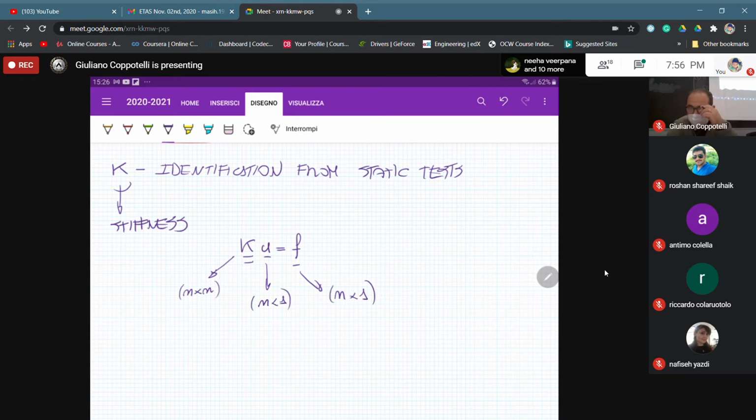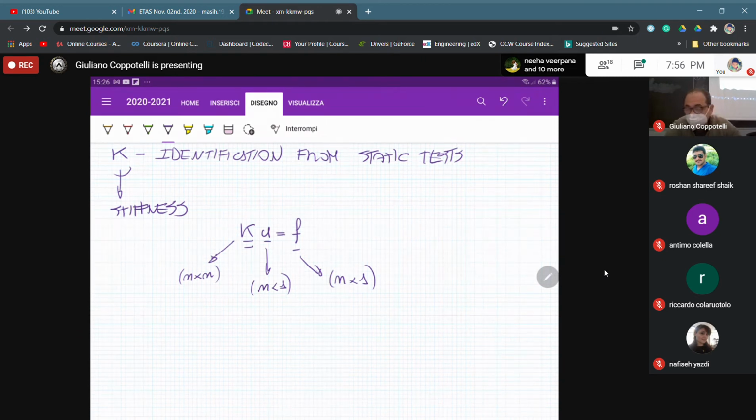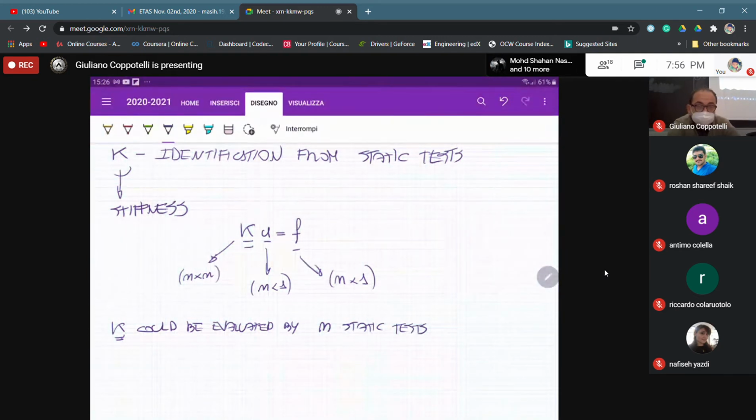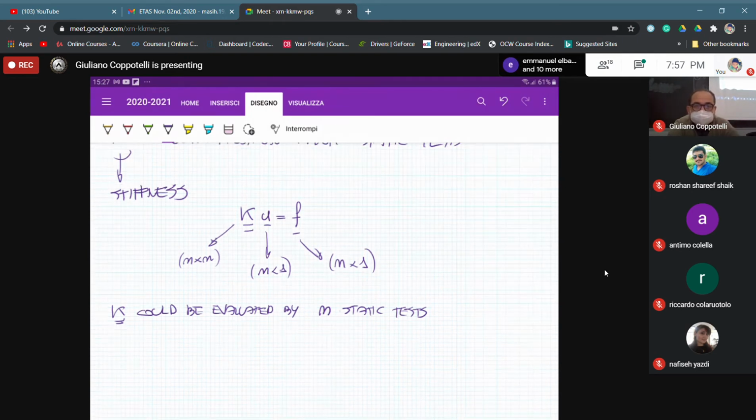Okay, so what we can have is that the K could be evaluated by n static tests. For which we know F, we measure the displacement, and then we can have the information of the unknown stiffness matrix. And for example, this could be very useful when correlating this with a numerical model, or we need the stiffness from an experimental test in order to do something in your numerical analysis.